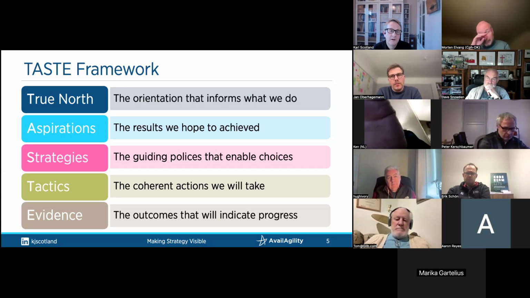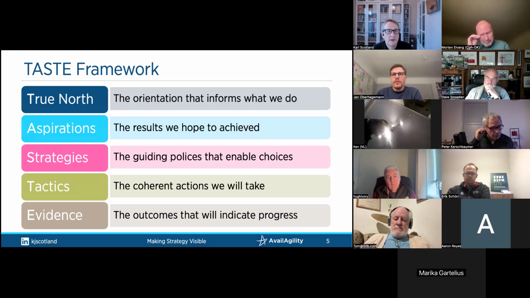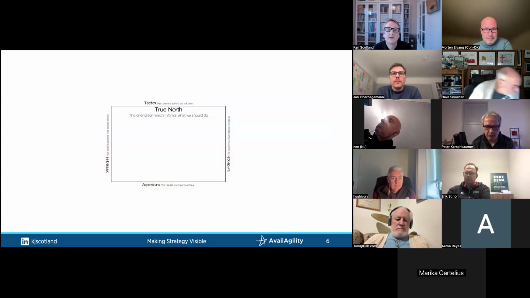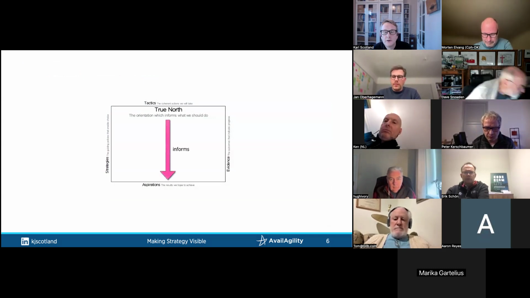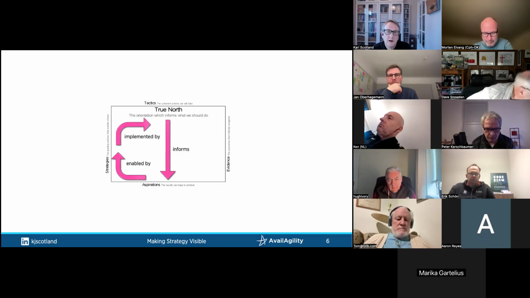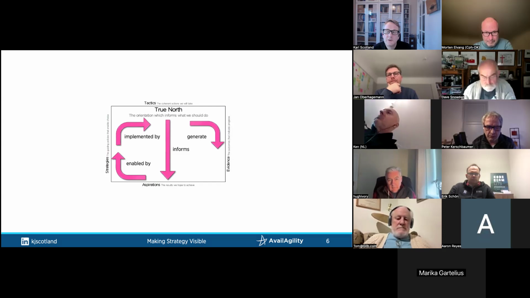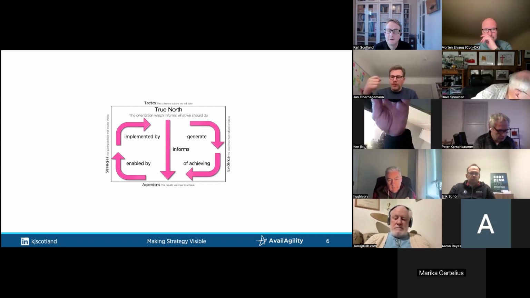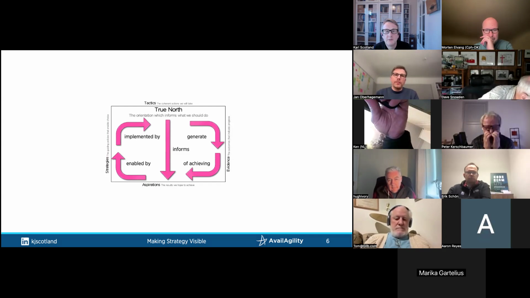So you've got those 5 elements in the TASTE metric framework, and then we can visualize those very simply like this. So we have our true north. True north informs our aspirations and those results we hope to achieve. We achieve those aspirations and they're enabled by our strategies. Our strategies are implemented by our tactics. Our tactics hopefully will generate some evidence, and that evidence is hopefully evidence of us achieving our aspirations. So there are relationships between these different elements.